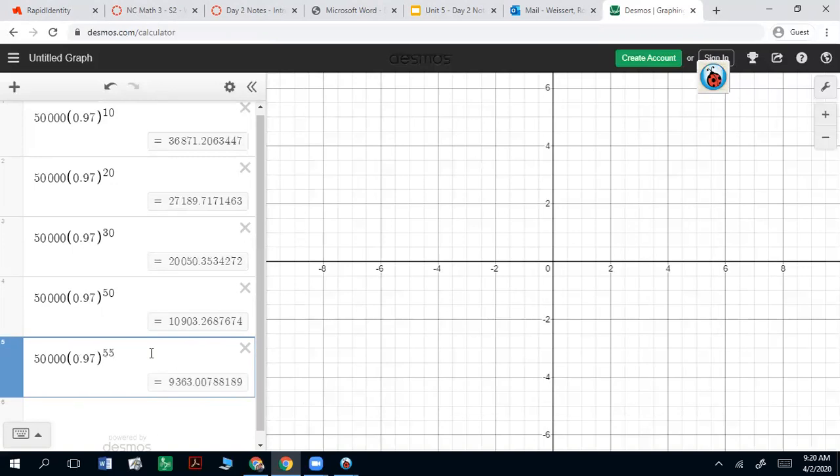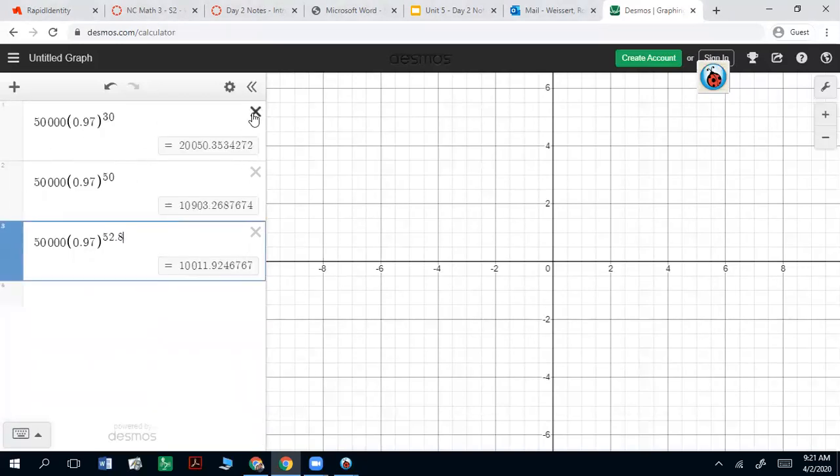So 55 is a little bit too much. Try 54. 53 is pretty close, 9,951. So it looks like between 52 and 53, it's going to hit that 10,000 mark. And we can play around with the decimals as much as we want. If we do 52.5, 52.6, 52.7, 52.8, 52.8 is pretty close. That's a lot of guessing and checking.